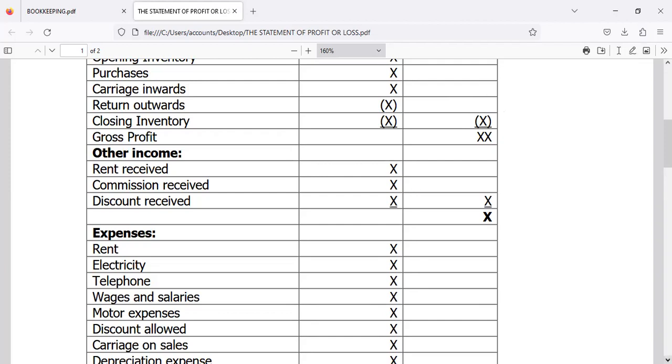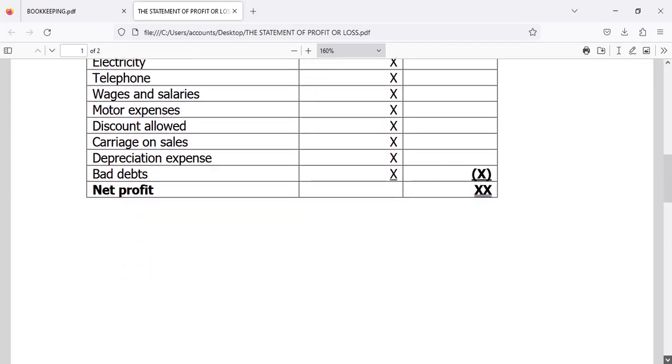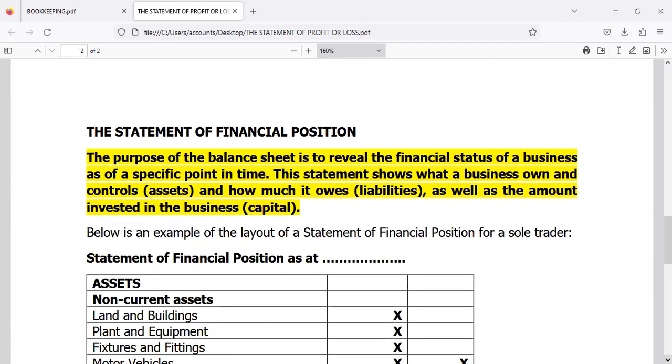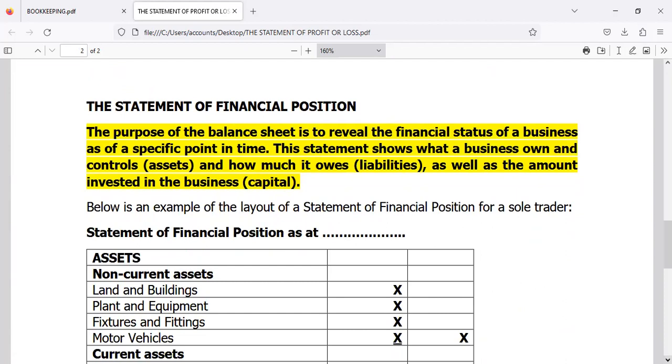Then from there, of course, we have to look at the balance sheet, sometimes referred to as the statement of financial position. Why do we prepare the statement of financial position, or the balance sheet? Of course, the purpose of the balance sheet is to reveal the financial status of a business as of a specific point in time. This statement shows what the business owns and controls.